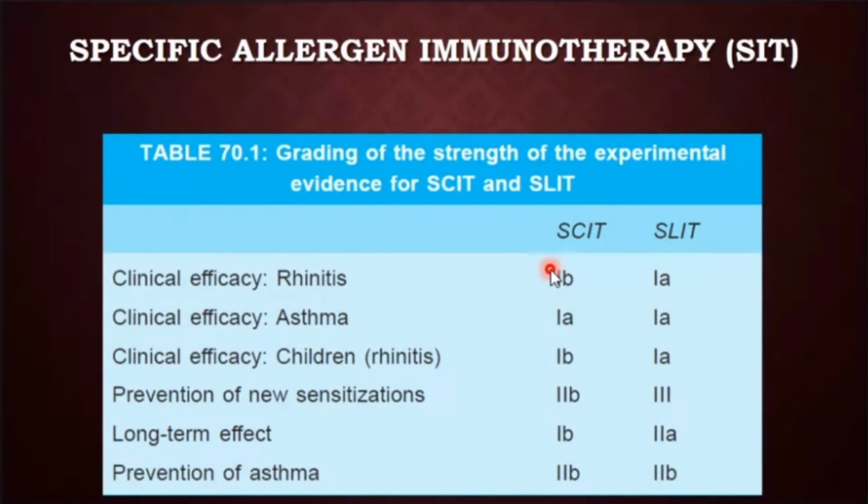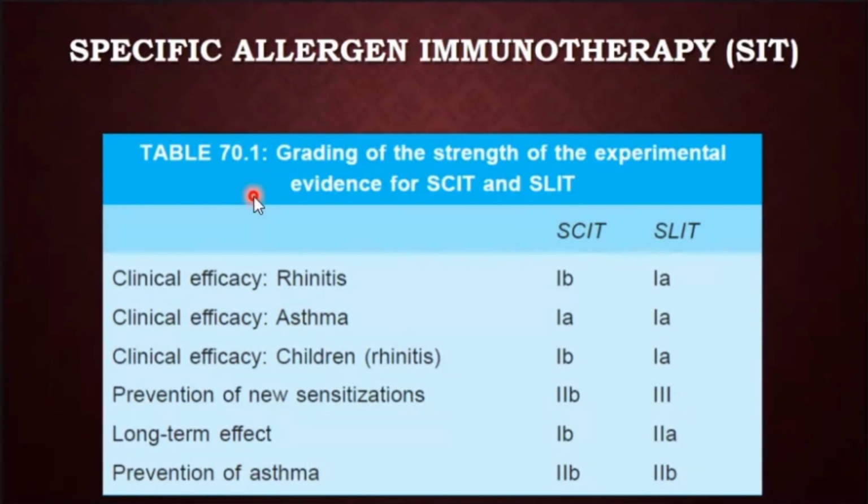One is the highest and strongest evidence of efficacy. So clinical efficacy in rhinitis, both of them are equally effective. In asthma, both of them are equally effective. In children, rhinitis, equally effective. Prevention of new sensitizations, we find that subcutaneous therapy is better than sublingual therapy. Long-term effect, again, there's more data on efficacy with the subcutaneous route rather than the sublingual route. And for prevention of asthma, again, both of them have equal data.